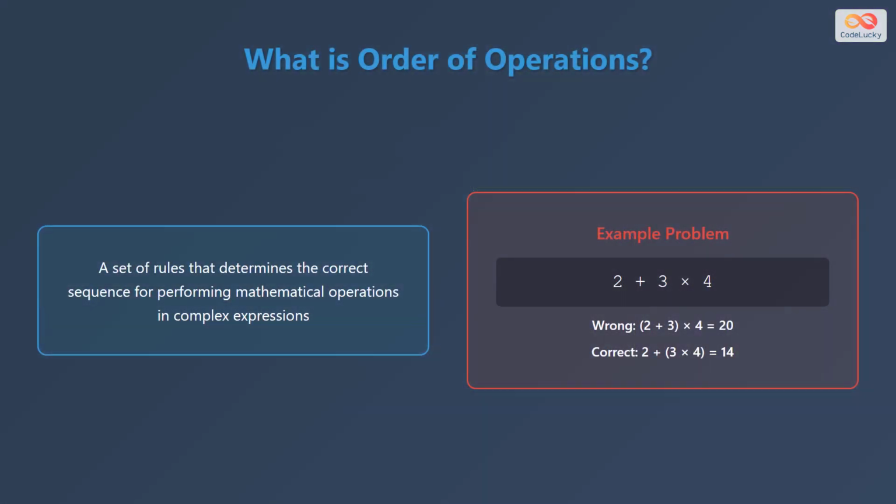Order of operations is a set of rules that define the correct sequence for performing mathematical operations in complex expressions. Consider this example: 2 plus 3 multiplied by 4. If we simply add 2 and 3 and then multiply by 4, we get 20, which is incorrect. The correct way is to first multiply 3 and 4, and then add 2, resulting in 14.